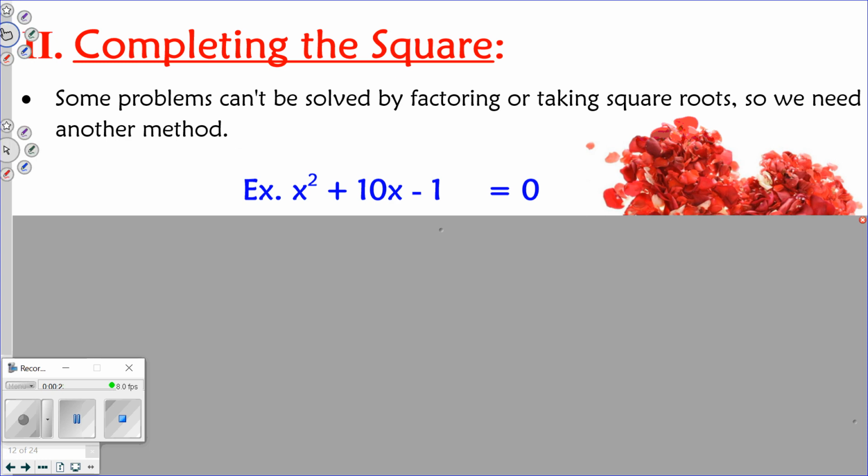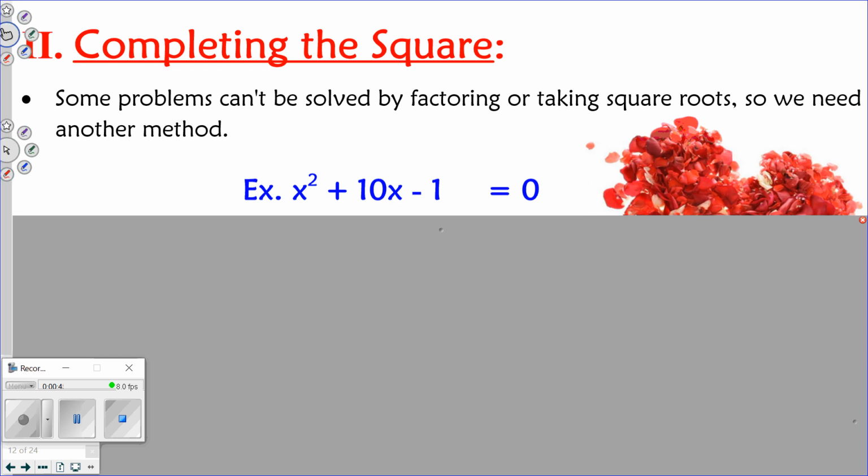All right, so again, on your salmon colored paper, you have factoring. Does everything factor? No, it doesn't. All right, and then we did square root method. What's the limitation on square root method? It has to be missing the bx. So what happens when I have something that does not factor and it has a bx? You have to complete your square.